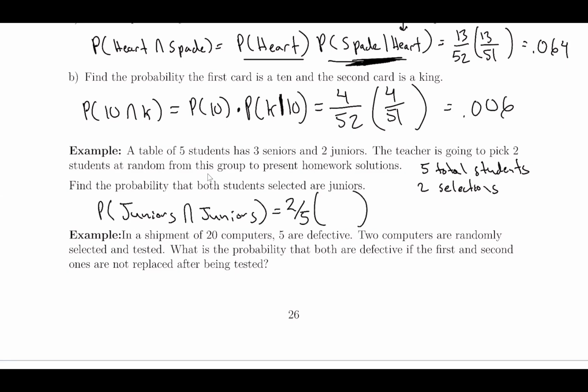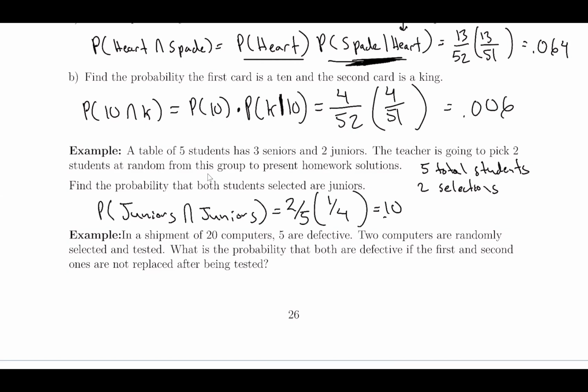So if I selected the first person to present, and that person was a junior, now instead of having 2 juniors, you only have 1 junior left. So what's the probability that the second person to present is a junior? 1 out of 4. Good job. So if I do 2 divided by 5 times 1 divided by 4, you get 0.10.